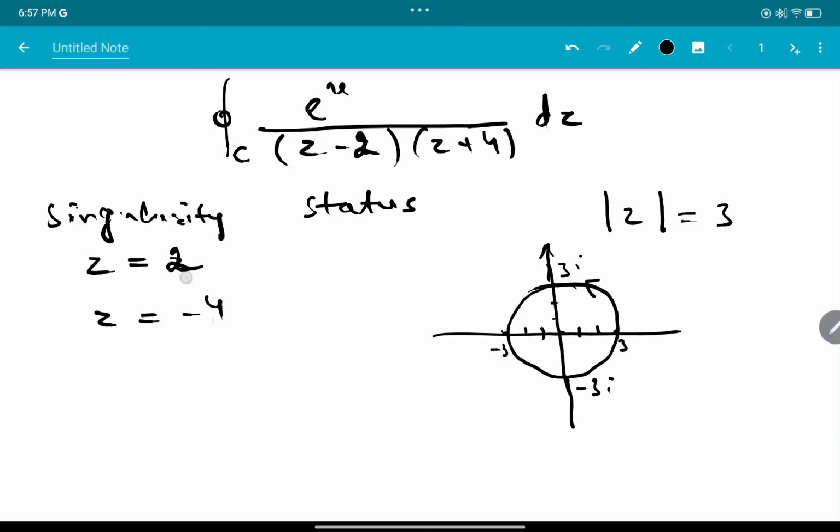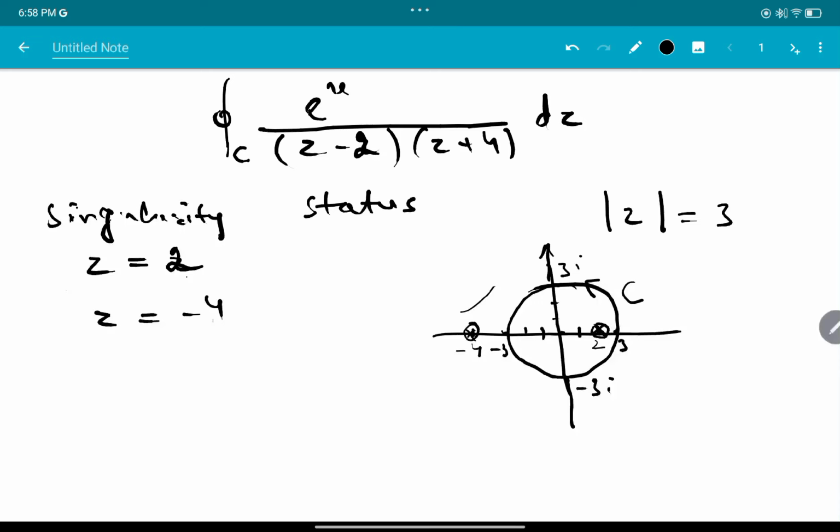Let's see, Z equal to 2. Is Z equal to 2 within this? Yes, exactly. Here is 2. So this singularity is within this curve C, it is inside the curve. Z equal to minus 4 is outside. Singularity will be shown by a cross. Similarly here, singularity. We won't bother about this singularity at all for obvious reasons. It doesn't concern us. It is outside your chosen path. But this singularity is our concern.